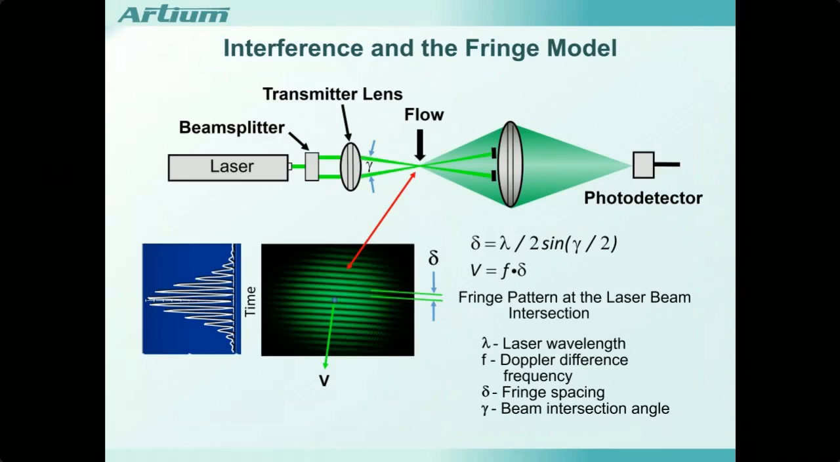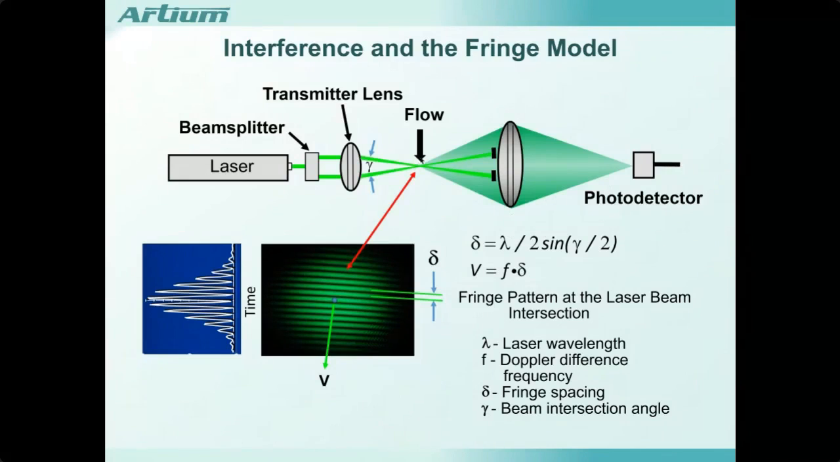Here I've shown a very basic LDV optical configuration just for description purposes. We have a laser beam with intense coherent light. A beam splitter splits the beam into two equal intensity beams, and a transmitter lens takes the light beams and focuses them to a crossover, and that forms the measurement volume, or the interference fringe pattern. Particles passing through that region scatter light to the photodetector, and that scattered light produces the Doppler signal.